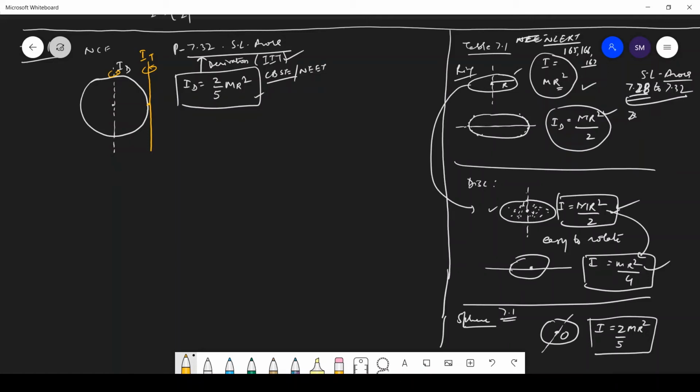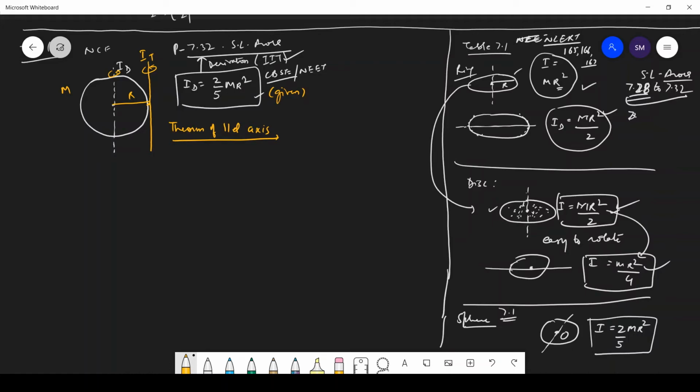Radius is given to you, that is r, and the mass of the sphere is m. So that's along the diameter. This formula is given to us. Now how to find this formula? So students, you can see that these are parallel axes. So we have the theorem of parallel axes.